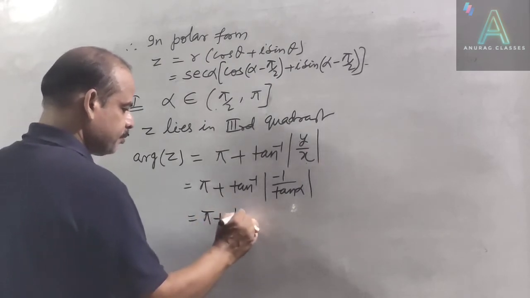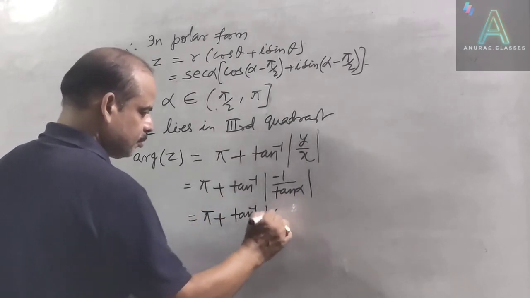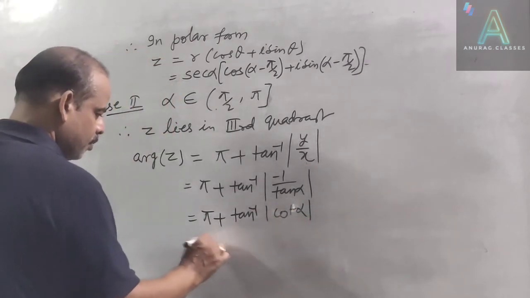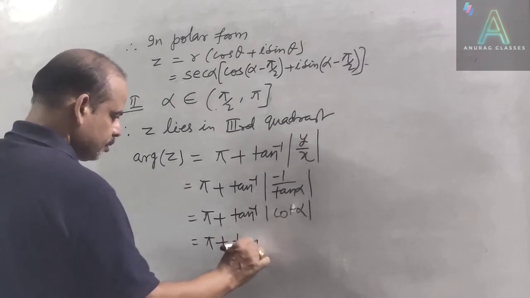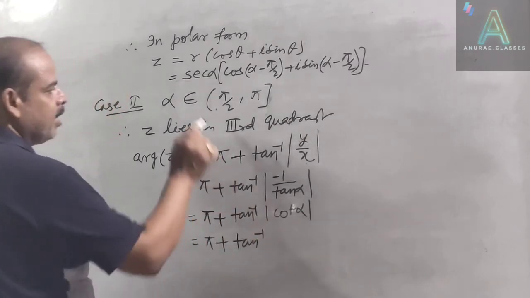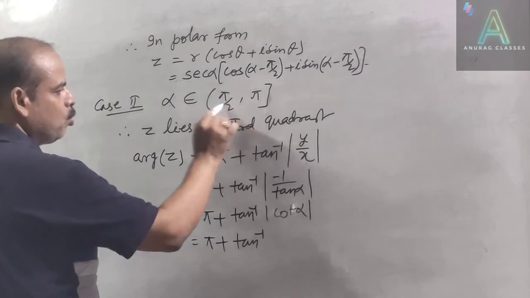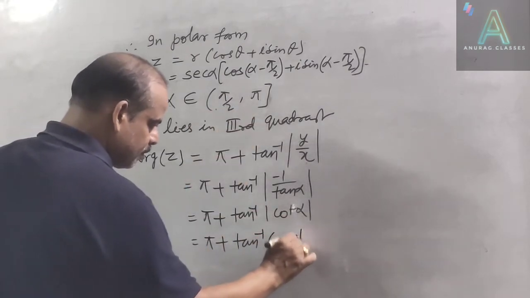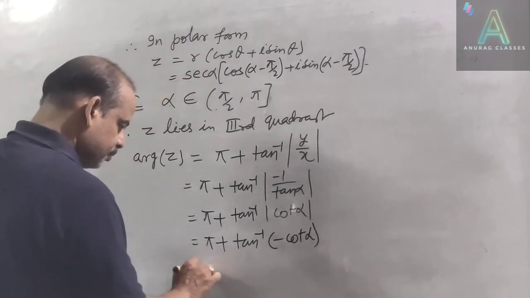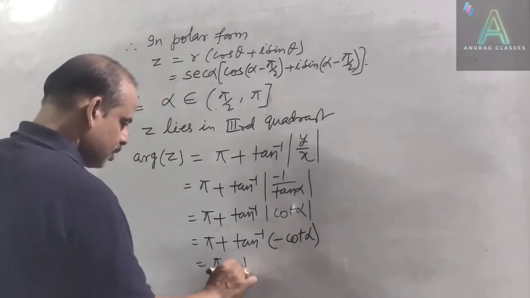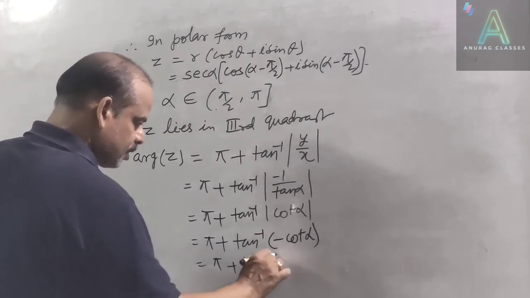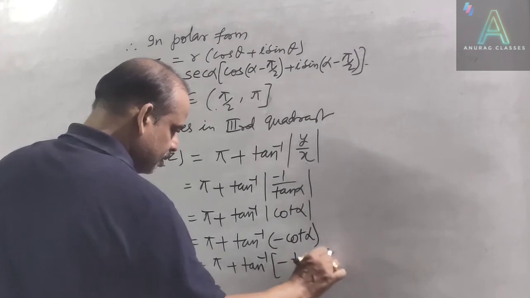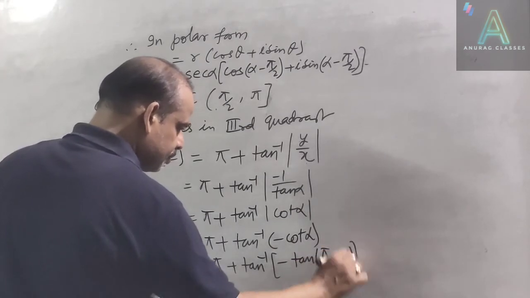Clearly it is cot alpha. But my dear student, here we are seeing that alpha lies in pi by 2 to pi, second quadrant. So the value of cot alpha is negative, minus cot alpha. It will be pi plus tan inverse, and minus cot alpha means minus tan pi by 2 minus alpha.